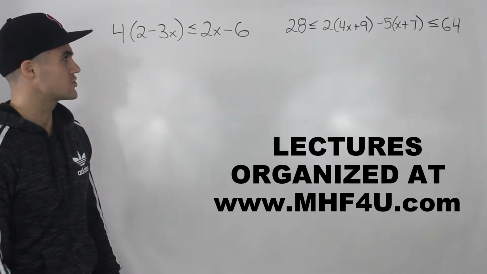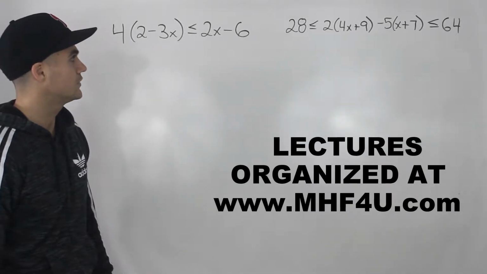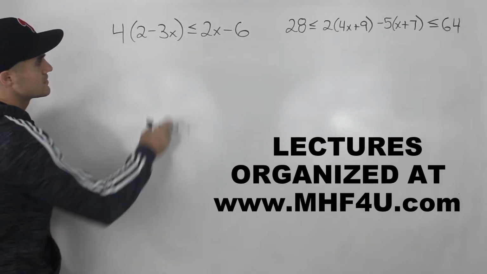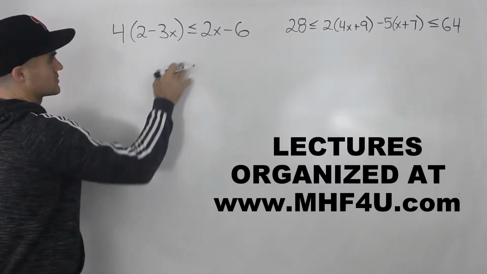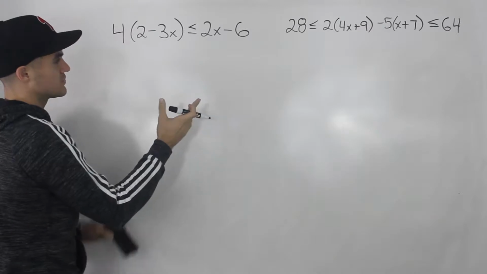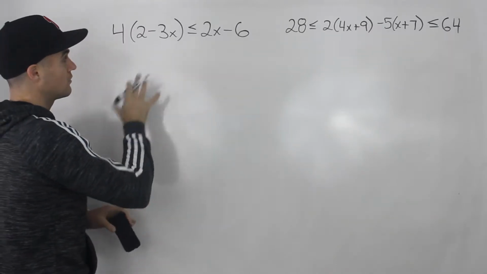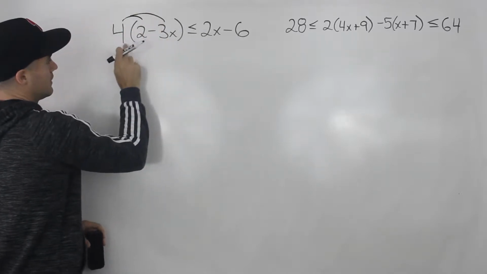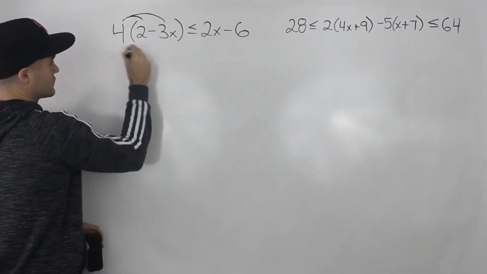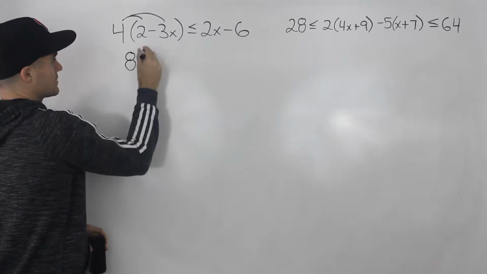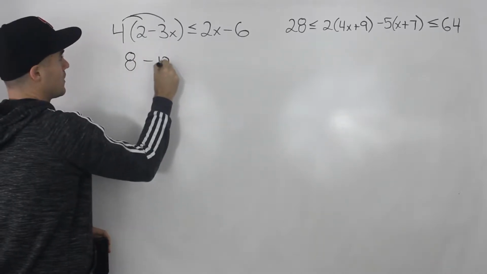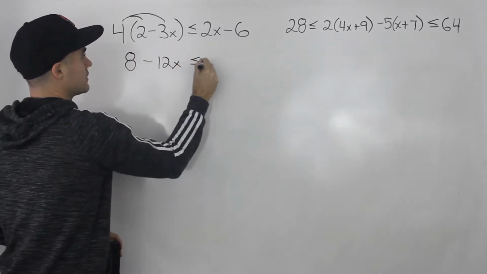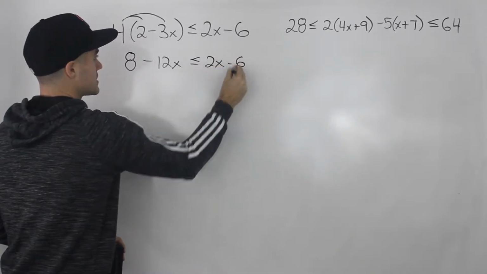Moving on to another question. We have a couple of linear inequalities to solve. So let's start off with this one here. What you want to do with linear inequalities is bring all the variables to one side, all the numbers to the other. So let's start by expanding, distributing this 4 inside the bracket. So 4 times 2 is 8. 4 times negative 3x is minus 12x, less than or equal to 2x minus 6.